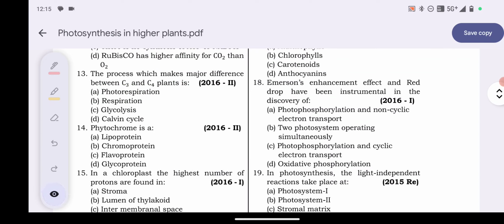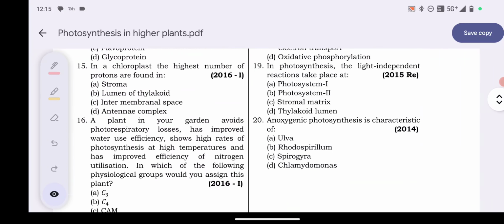Question number 14. Phytochrome is a, phytochrome क्या है एक ना, 14 में यहां पर दिया गया phytochrome is a chromoprotein. Phytochrome is a chromoprotein. Explanation: it acts as a photoreceptor in plants. It is sensitive to light in the red and far red regions. ये था आपका explanation.